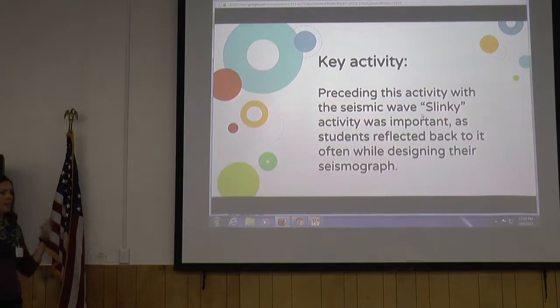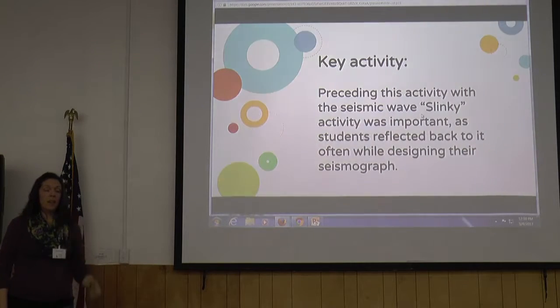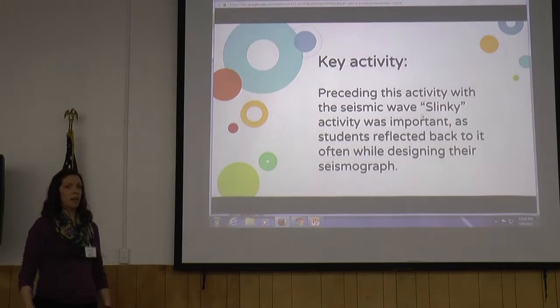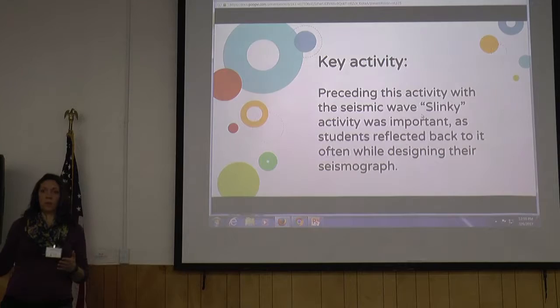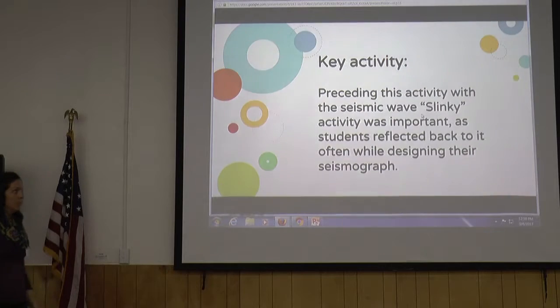One of the things I think was really important that we did before this was making sure they really understood the different seismic waves and the directions and the movements of those. So this Slinky activity was a key activity before this for them to make sure they understood and could visualize that movement and then translate that to the thing they were going to make and how they could show that using their model.